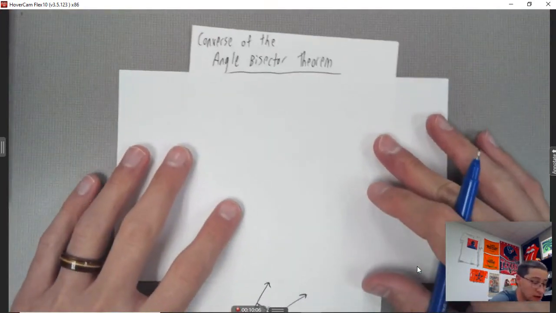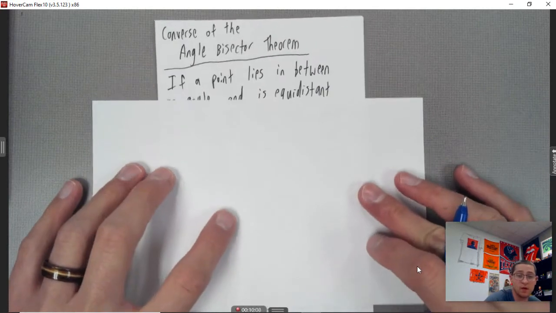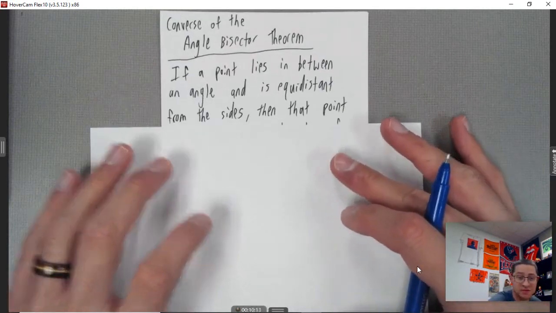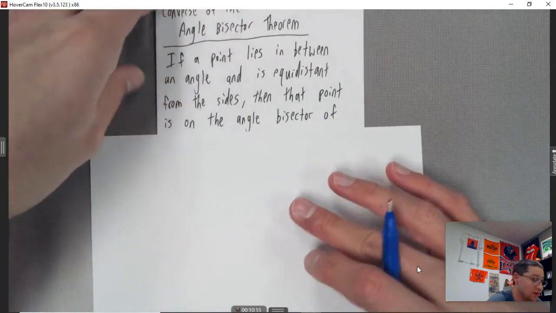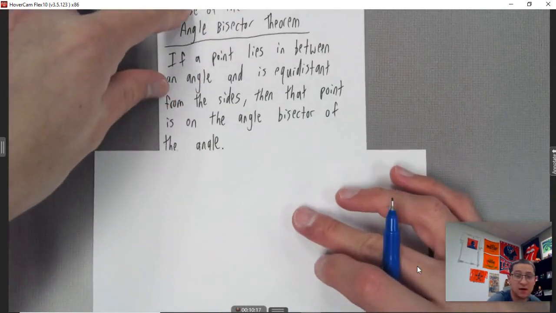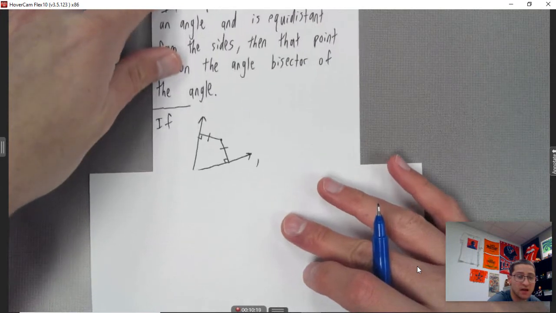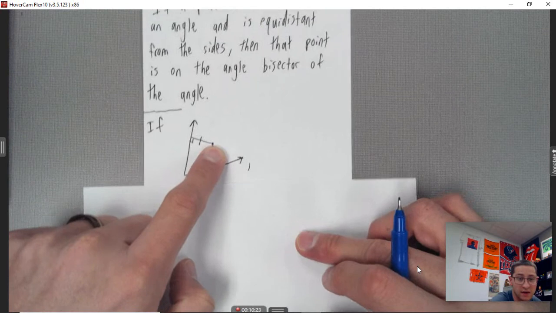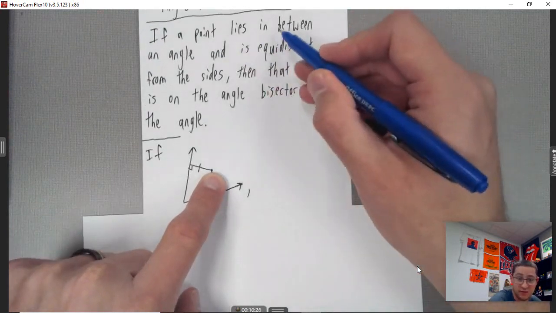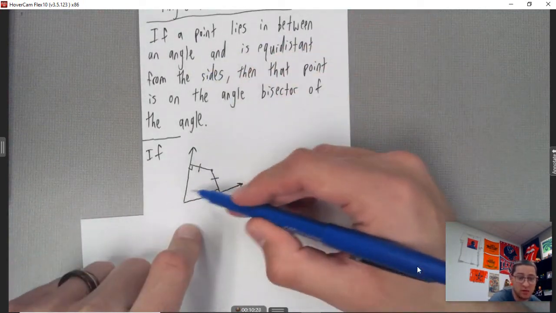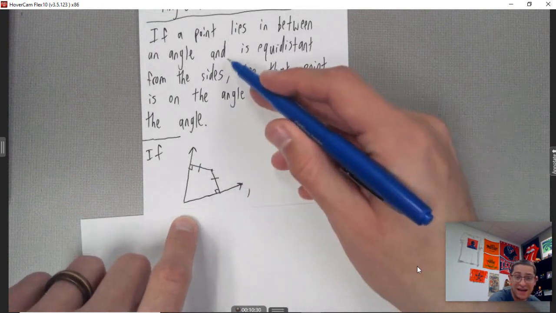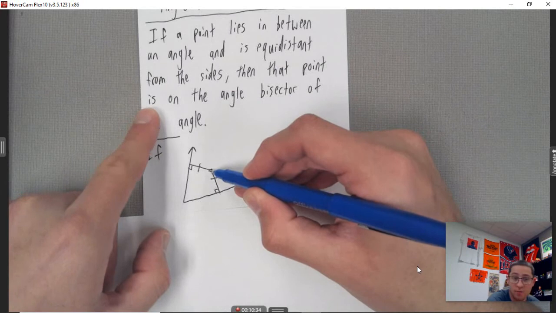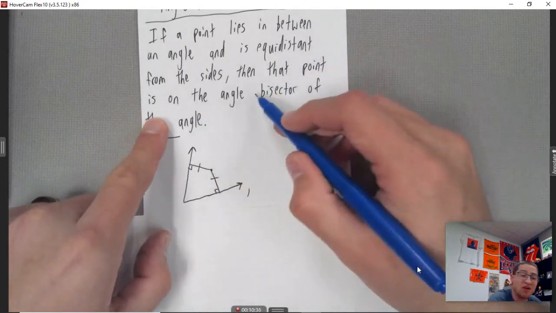The converse, okay? Again, flipped around this time. If a point lies in between an angle and is equidistant from the sides, then that point is on the angle bisector of that angle. So this time I've got my point, and if that point lies between an angle, which it does, and it's equidistant from the sides, equidistant, equidistant, good to go, then that point is on the angle bisector.